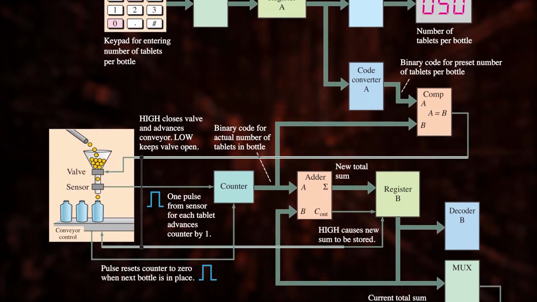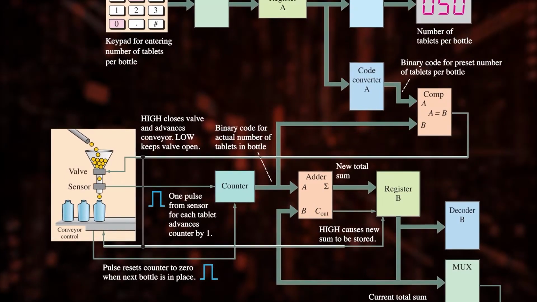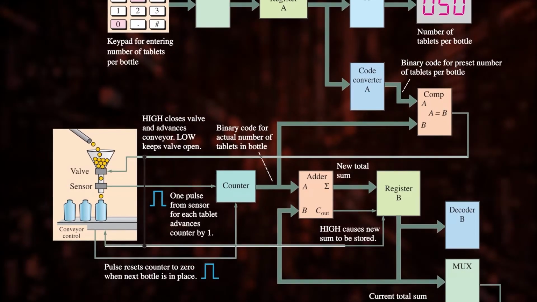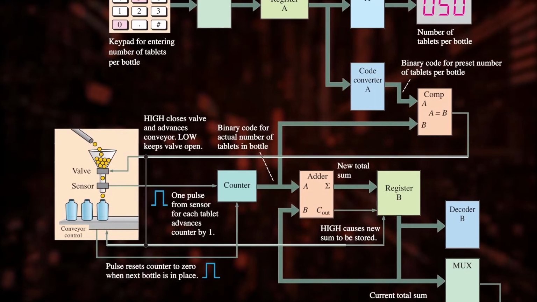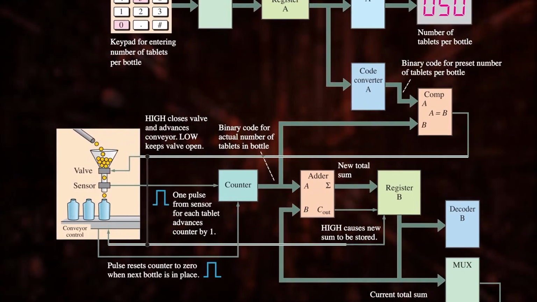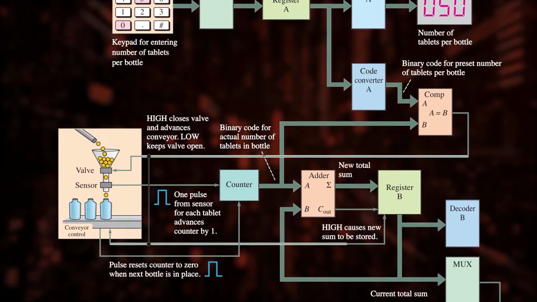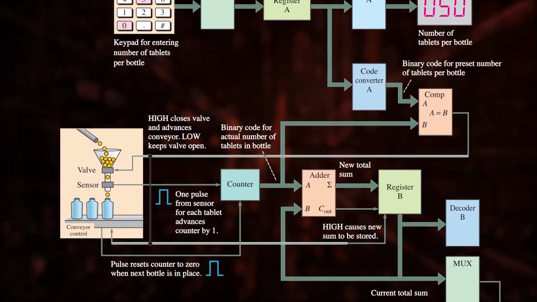The output of the comparator is connected to the valve of the hopper and to the conveyor belt. So, when it is high, the valve gets closed. So, no more tablets go to the bottle. At the same time, the high signal from the comparator causes the conveyor belt to move and an empty bottle is placed below the hopper. This is how the bottles are filled one after another.